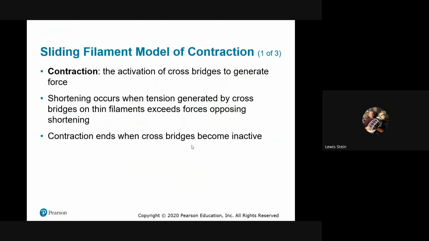And I'll go back and look at all these in a second. And by activating this, these cross bridges form and the shortening occurs. Effectively, what you're going to see is tension created by cross bridges on the thin filaments, yanking those, pulling them towards the midline, and whatever force is opposing the shortening. That's more about physics. It's like when you and I lift something light, pretty easy. You try to lift something heavy, you have to overcome the resistance.